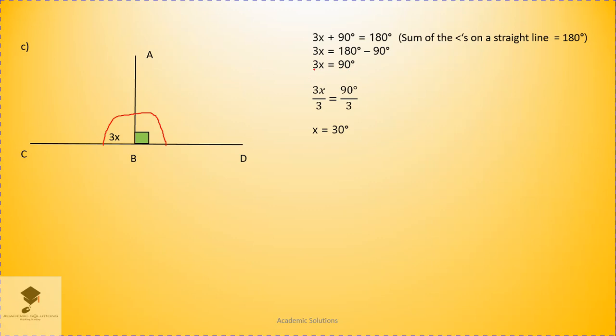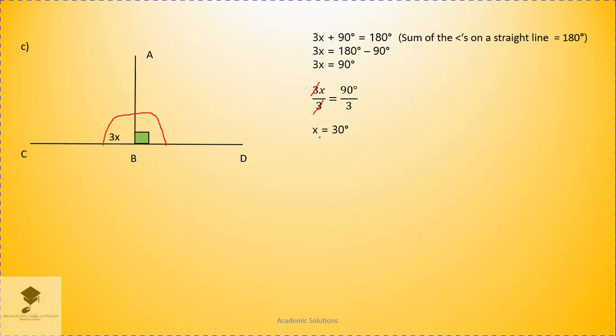But we want to remove this 3 here. And the only way to do that is to divide this 3x here by 3, so that this 3 cancels out this 3. But what we do on the left hand side, we also do on the right hand side. So if we divide by 3 here, we're also going to divide the right hand side by 3. So therefore, we are left with x on the left hand side, and then on the right hand side we have 90 divided by 3, which gives us 30 degrees.